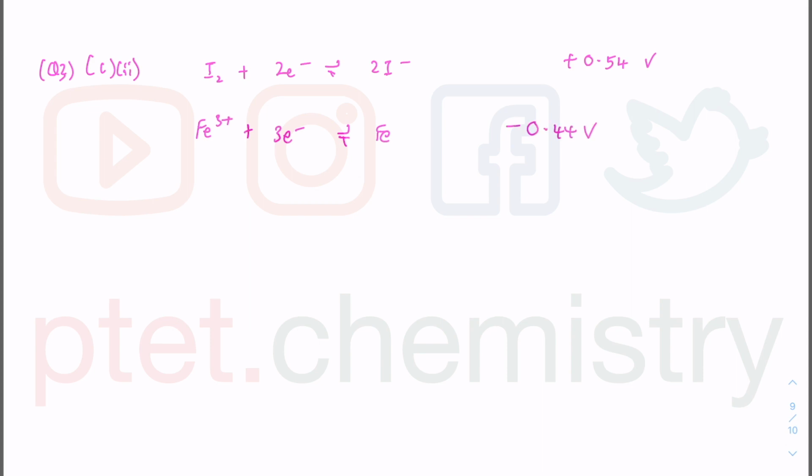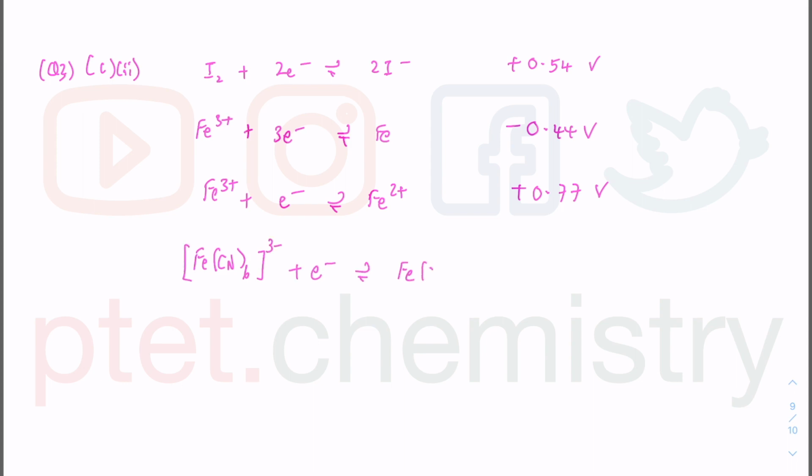Should probably ignore that E naught there. And then I also have another Fe3+ going to, the one above it. Oh no, sorry. The one below it is actually Fe3+ plus electron going to Fe2+, that is plus 0.77 volt. Which other one am I looking at? Something that has got Fe3+ in it. Okay, so the other one is Fe(CN)6 3-, plus electron going to Fe(CN)6 4-, and this is plus 0.36 volt.